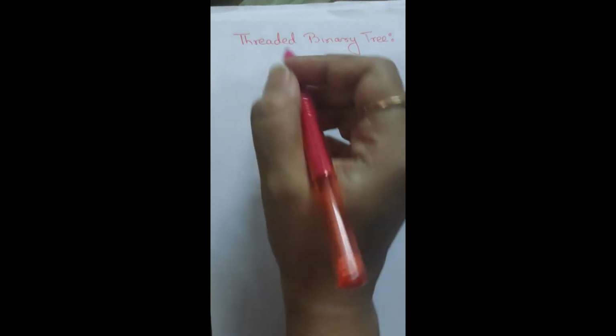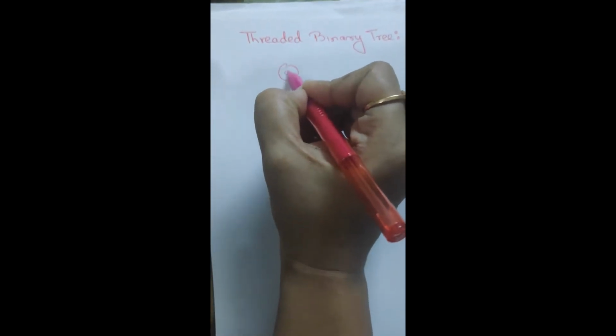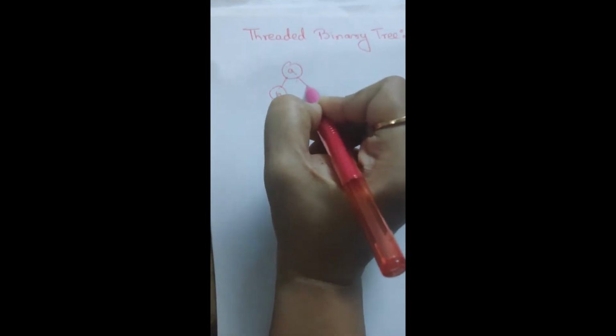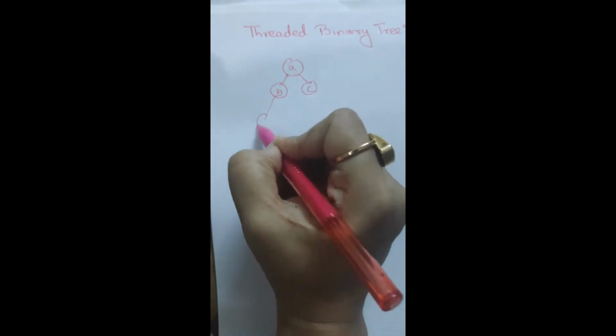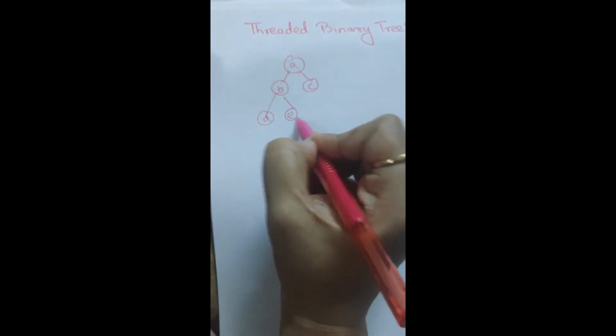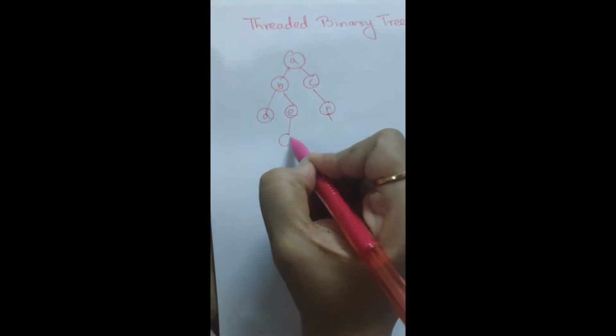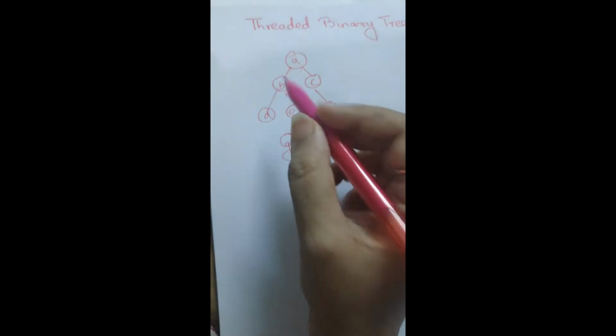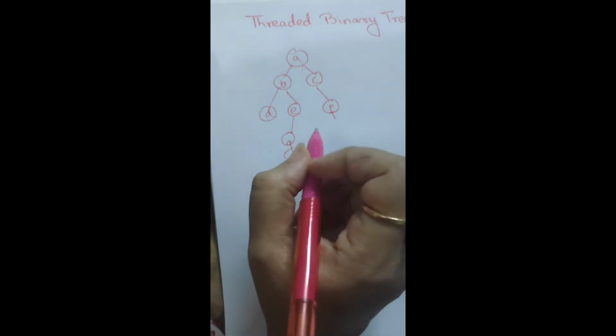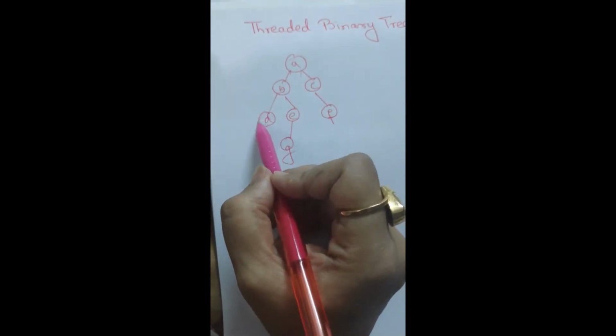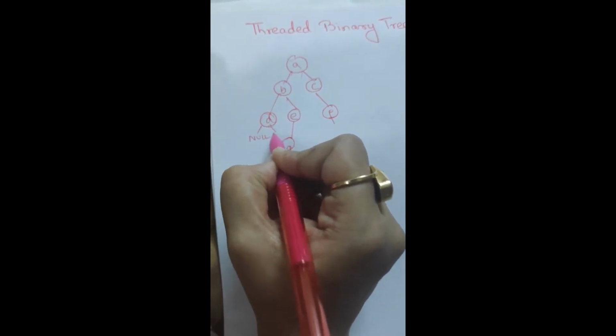The topic that I'm going to cover now is threaded binary tree. Now, this is an example of a binary tree. Now, the question is, what do we do when a node does not have a child? When a node does not have a child, we store null. And where do we store the null?